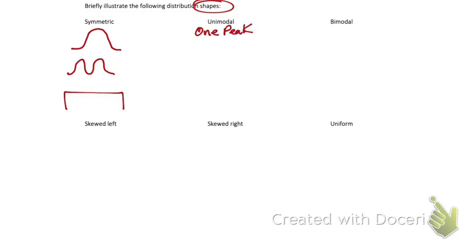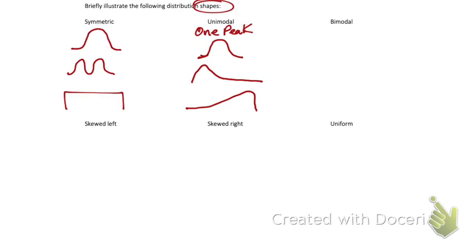So here is a one peak symmetric distribution. Here is a one peak non-symmetric or skewed distribution. Here is another one peak, just skewed to a different side. So unimodal works, but it doesn't distinguish between symmetric and skewed, which is the biggest thing we want to do: distinguish between symmetric and skewed.